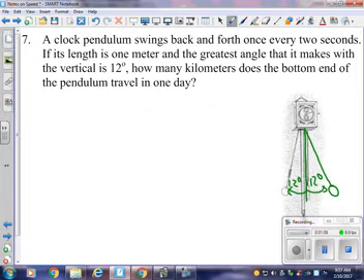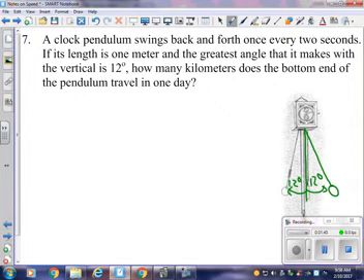It says, how many kilometers does the bottom end of the pendulum travel in 1 day? So this is going to help a lot of you who maybe had trouble last night with some of the conversion factors. I think there was at least one question, maybe more, that asked you to change it from centimeters to meters or seconds to minutes, and maybe you weren't familiar with that process. Well, this problem is going to help reinforce how to change units.